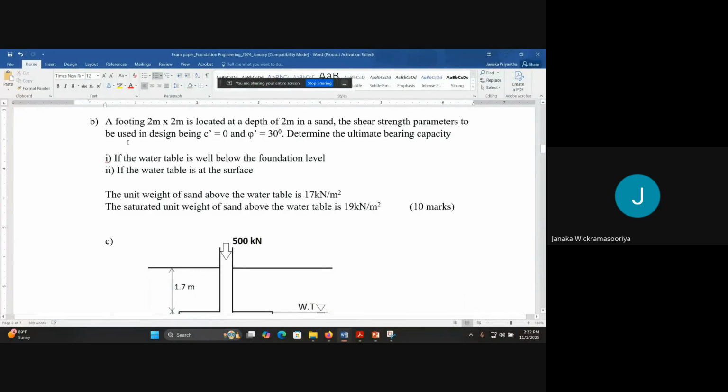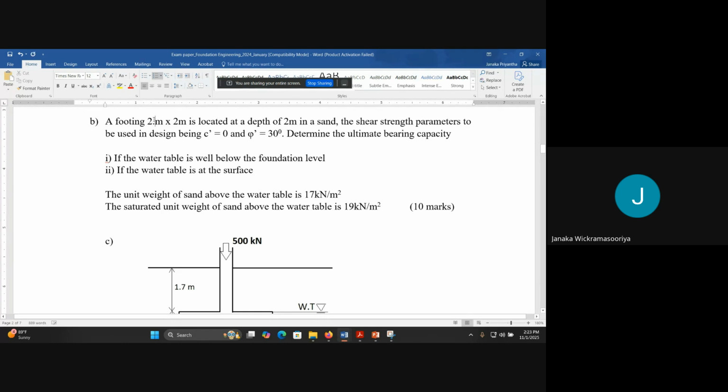So this will be another question. A footing 2 meter by 2 meter is located at the depth of 2 meter in a sand. Sand means the cohesion becomes 0. The shear strength parameters to be used in design being C dash equals 0, phi dash equals 30. Determine the ultimate bearing capacity if the water table is well below the foundation level and if the water table is at the surface. The unit weight of the sand is given. The saturated unit weight of sand above the water table is also given.